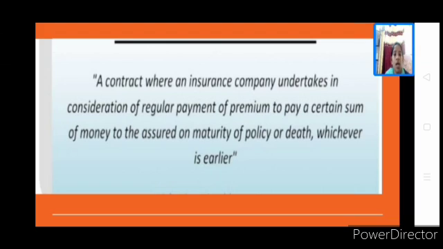You might have heard about fire insurance, health insurance, right? And regarding property insurance, you might have heard about insurance taken on particular goods. So all those comes under what? Your general insurance. But when you take insurance on your own life, it is called life insurance. So this definition is purely concerned that a contract wherein an insurance company undertakes in consideration of regular payment of premium to pay a certain sum of money to the assured on maturity of policy or death, whichever is earlier.